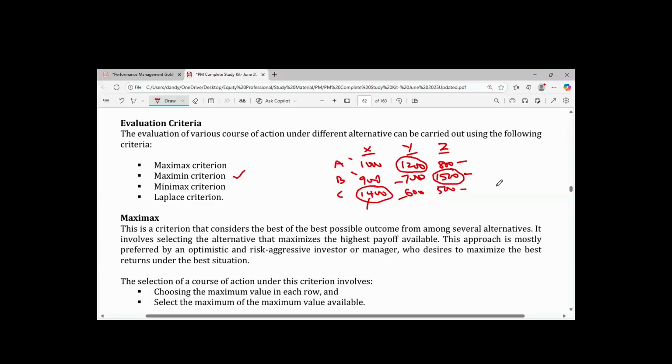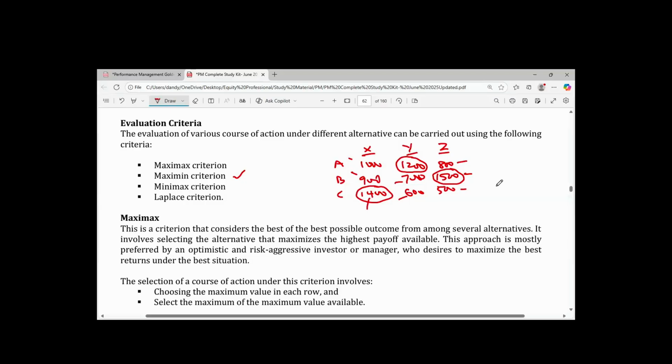Now, under the Maximin criterion, again, you have 2 steps to carry out. The first step is to select the minimum value in each row. Then to make a decision, step 2 is to select the maximum of the minimum value. So the Maximin criterion is mostly preferred by a pessimistic individual or decision maker, all right, who wants to achieve the best of the worst results. Okay, that is for the Maximin criterion.